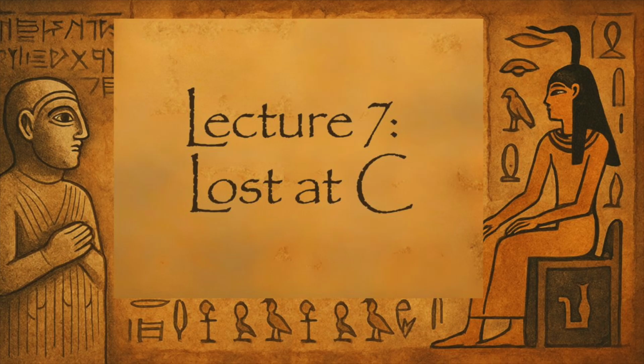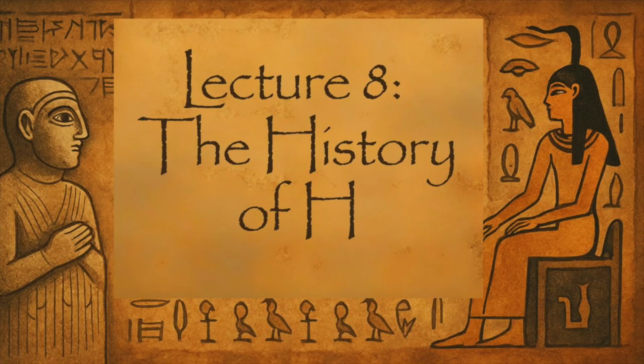The letter C is a case study in historical weirdness. It's redundant, replaced by both K and S in various contexts. This lecture explores how Latin held on to C and why its use today is more legacy than necessarily logic. Lecture 8, the history of H.